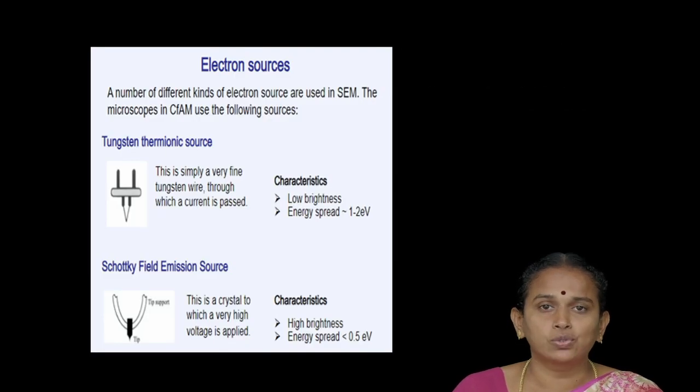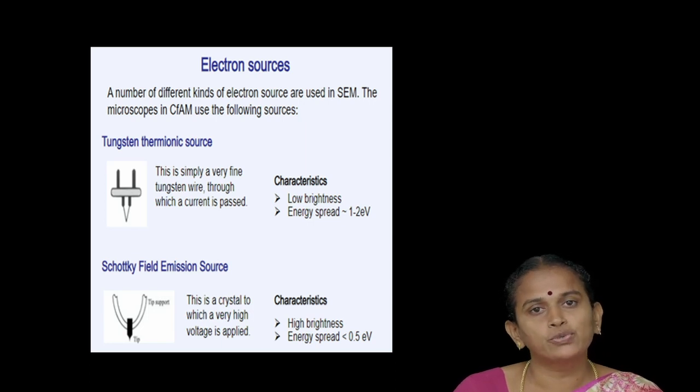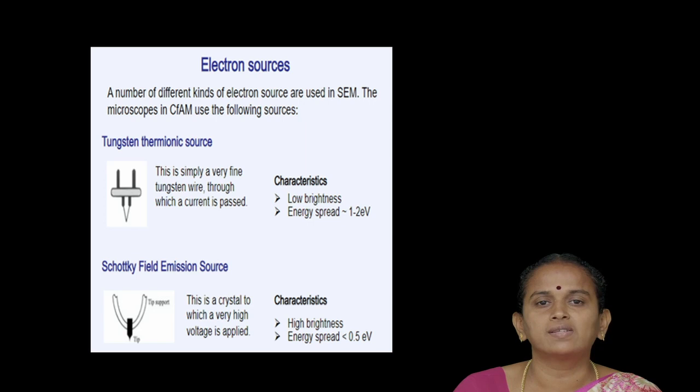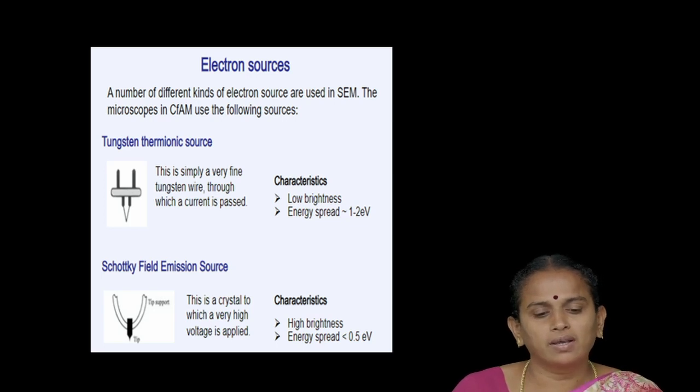These are the electron sources for the scanning electron microscope. A number of different kinds of electron sources are used. The first one is the tungsten thermionic source, and another one is the Schottky field emission source. The tungsten thermionic source is simply a very fine tungsten wire through which a current is passed. It is characterized by low brightness, and the energy spread is approximately 1.2 electron volts. The Schottky field emission source is a crystal to which a very high voltage is applied. It is characterized by high brightness, and the energy spread is 0.5 electron volts.